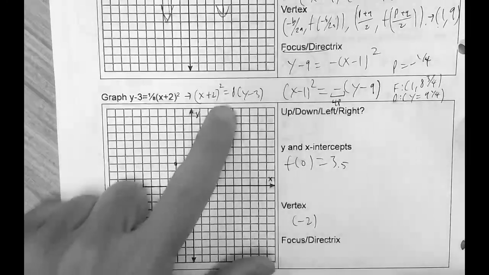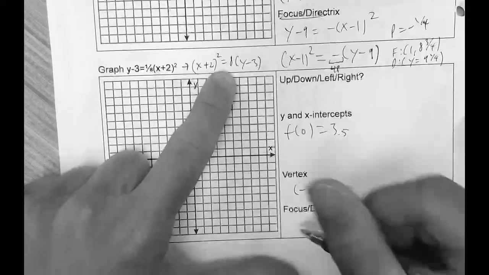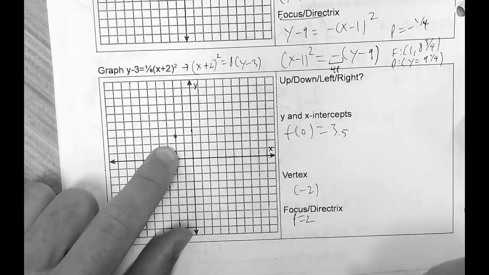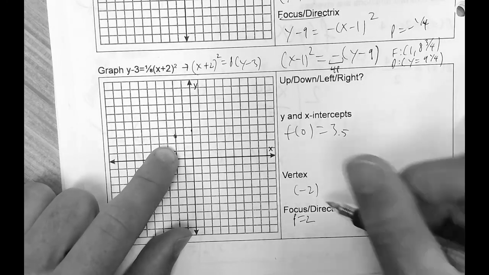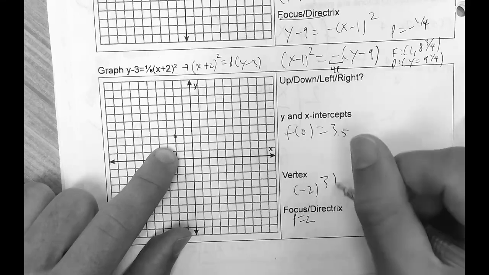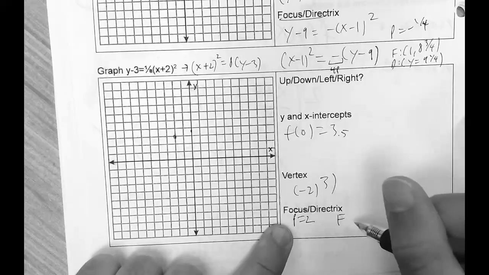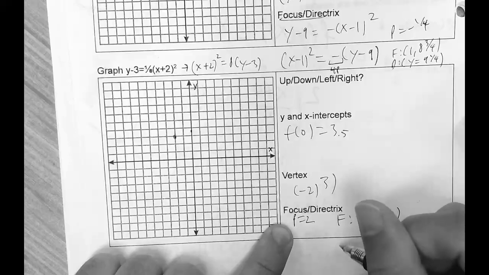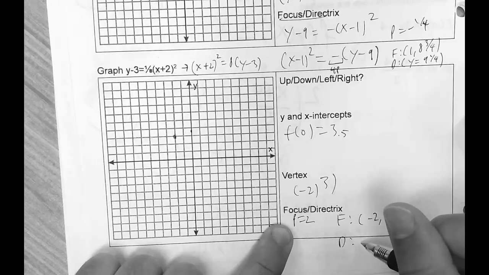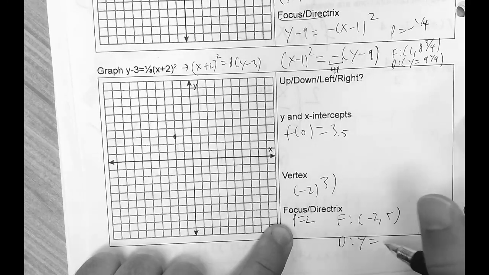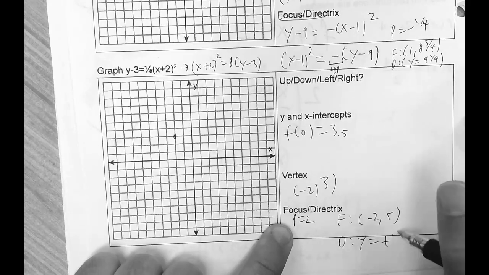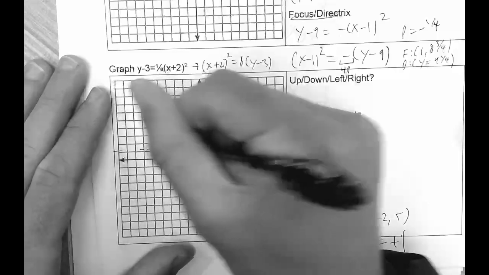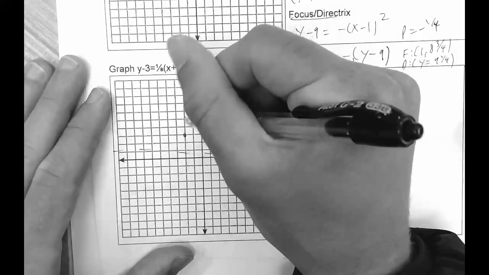Your p here, because that's an 8, your p will be 2. So that means that the vertex should be negative 2 comma 3. My focus would be negative 2 comma 5, and the directrix should be y equals just positive 1. Okay, so here we got directrix here, focus here.